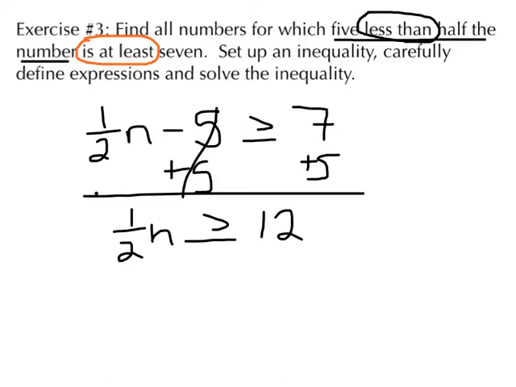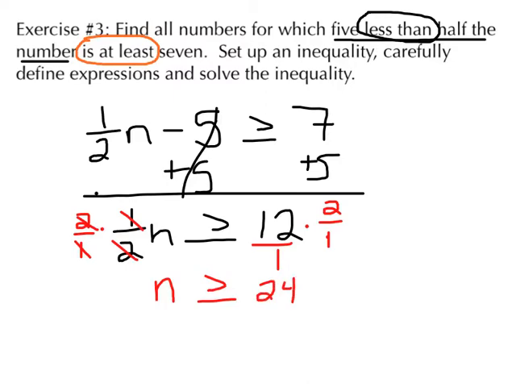Kids always get stuck with this part. I'm going to multiply this by 2 over 1 to show you. My 2's will cancel out with my 1's. n is greater than or equal to, and I'm going to do 2 on this side over 1. And this is really over 1. So it's 12 times 2, which gives me 24. n is greater than or equal to 24.